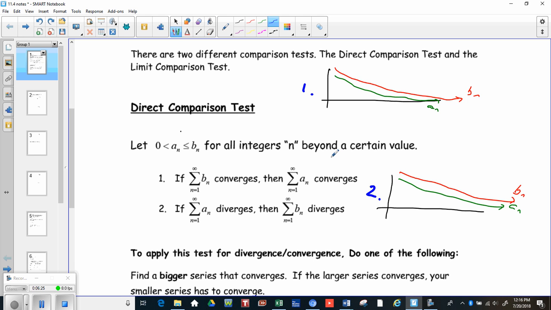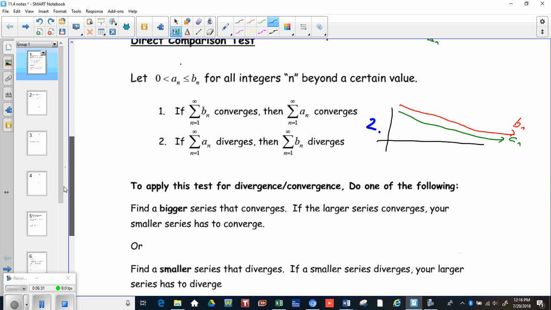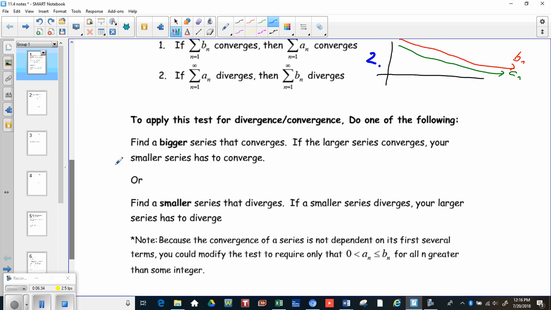It's just about putting this into action, because the hardest part is going to be finding the two series that we need. So to apply the test for convergence or divergence, we need to do one of the following. We either need to find a bigger series that converges. If the larger series converges, your smaller series also has to converge, or you need to find a smaller series that diverges. And if that's the case, the smaller series diverges, the larger one that we already have is going to diverge. That may not make a lot of sense. Let that sink in, read it over. When we do some examples, hopefully it'll make sense.